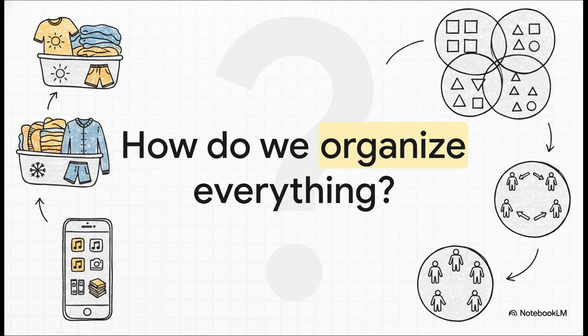It brings up a huge question. How do we organize everything? It's a massive concept, right? But think about it for a second. We are all just instinctive sorters. We naturally group our clothes by season, we organize our phone apps by what they do, we even sort the people we know into different social circles. We categorize things just to make sense of a really chaotic universe. And set theory? It's really just the formal mathematical version of that exact same human instinct.